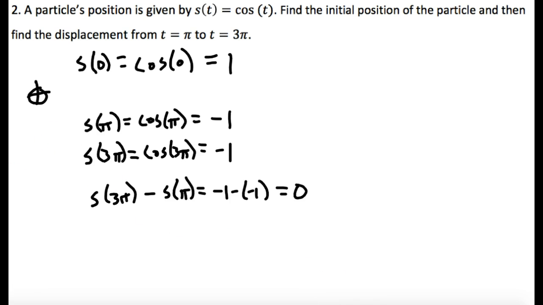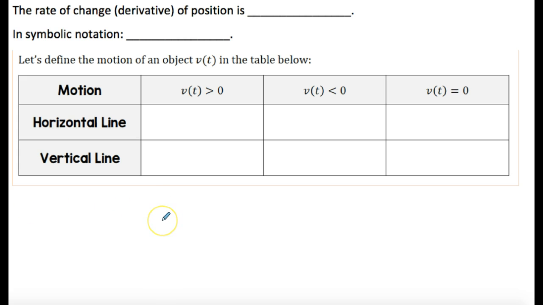All right. So this then is probably the biggest idea out of this section. The rate of change of position, so the derivative of position, we say, is our velocity function. So in symbolic notation, I can say s prime of t is equal to v of t.